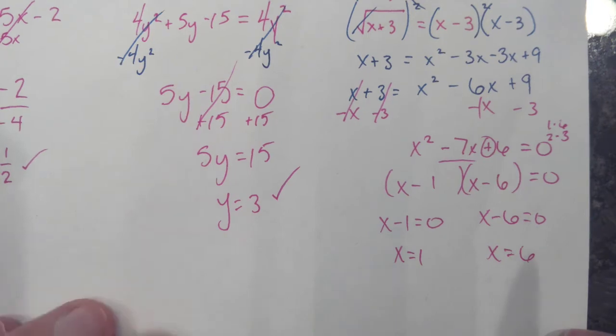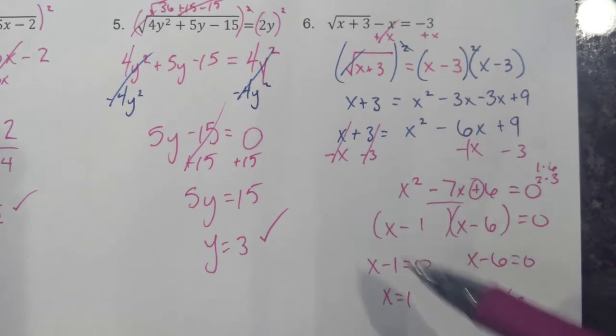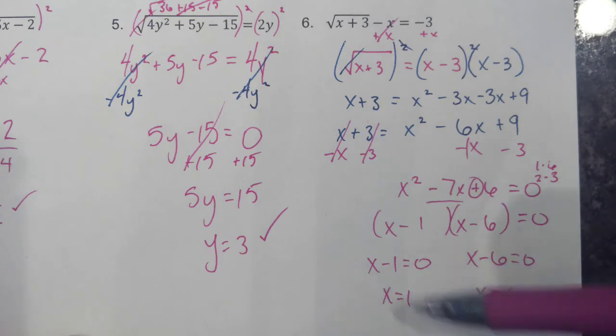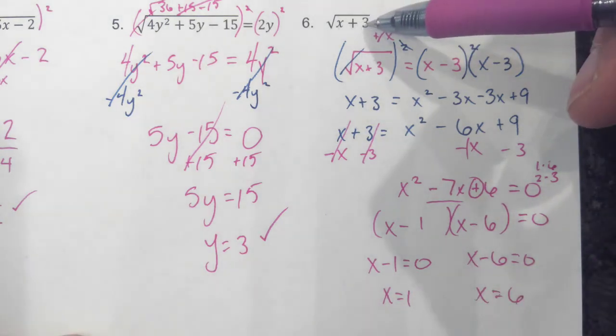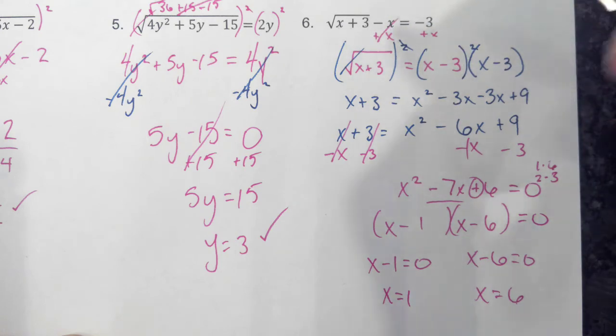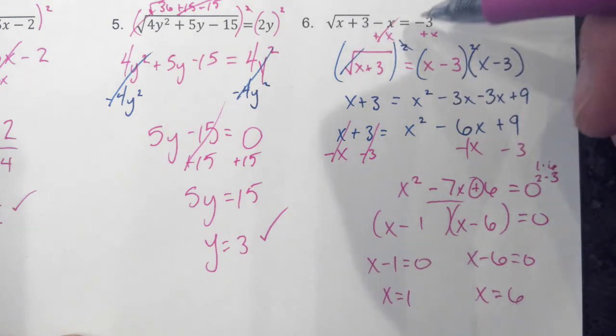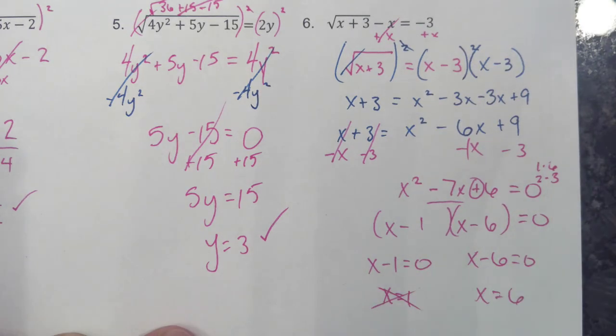Now remember, we do have to check our solution, so we got to go back to the very original and plug it in. So that's here. We got to do them each individually. So first we'll check 1. What's 1 plus 3? 4. What's the square root of 4? 2. What's 2 minus 1? 2 minus 1 is 1. What's it supposed to be? Negative 3. This one did not work.